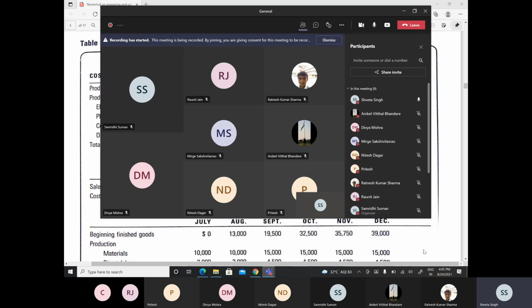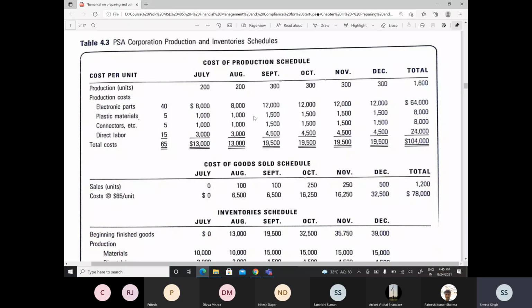Okay. So see, this is how the production and inventory schedule will look like. In the month of July, the company had made 200 scanners, and the production cost for each of these was electronic parts 40 per scanner. So for 200 it was 8,000. Plastic material was 5 per scanner. So for 200 it was 1,000. Again connectors was 1,000. Direct labor was 3,000. So the total cost of production for these 200 units was 13,000.